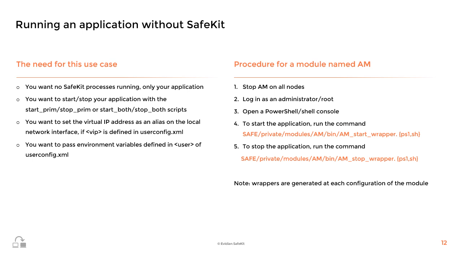Firstly, stop AM on all nodes. Secondly, log in as an administrator on Windows or root on Linux. Thirdly, open a PowerShell on Windows or a shell console on Linux. To start the application, go to the private/modules directory and run the start wrapper script of the module. To stop the application, run the stop wrapper script of the module.